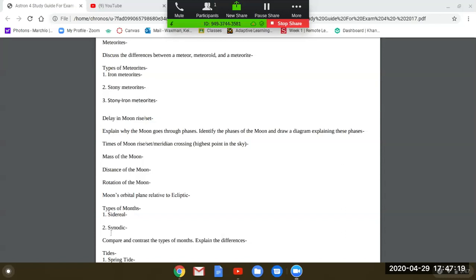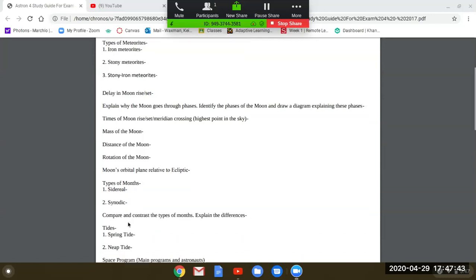A synodic or a solar month is the period of time it takes the moon to orbit the Earth with respect to the sun. And that's the cycle of the phases. That's 29 days and 12 hours. And that would be the time from full moon to full moon, from first quarter moon to first quarter moon, from new moon to new moon. It's the cycle of the phases. That's 29 days, 12 hours, synodic month.